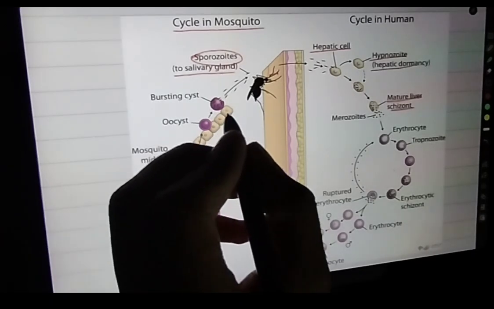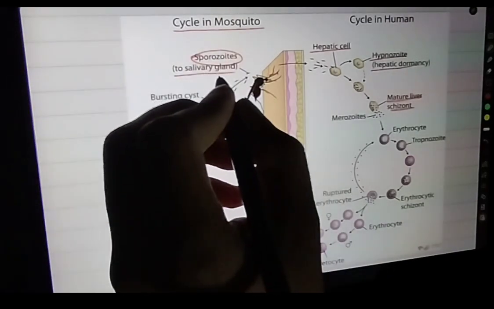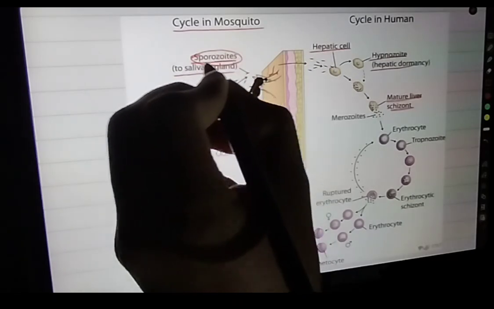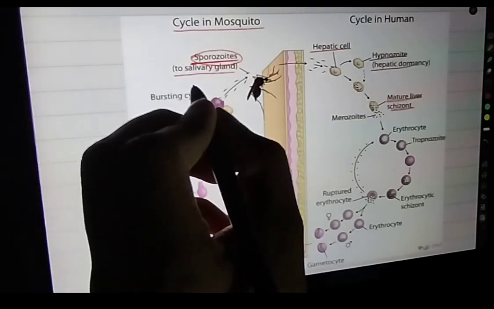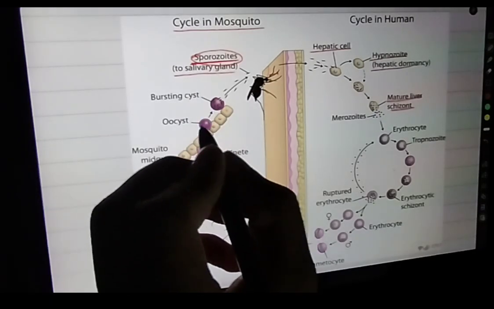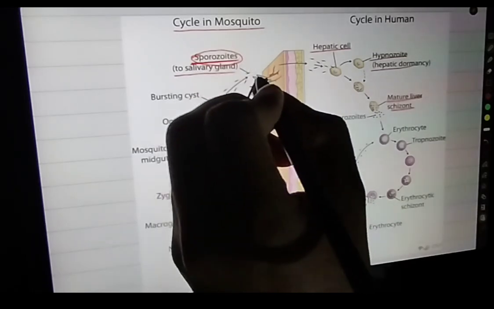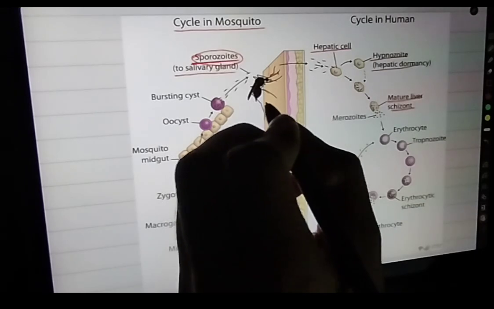The Plasmodium parasite contains an infective form which is infectious to the human body. It is called sporozoites. These sporozoites are stored in the salivary gland of the mosquito. The transmitting agent of malaria is the female Anopheles mosquito.